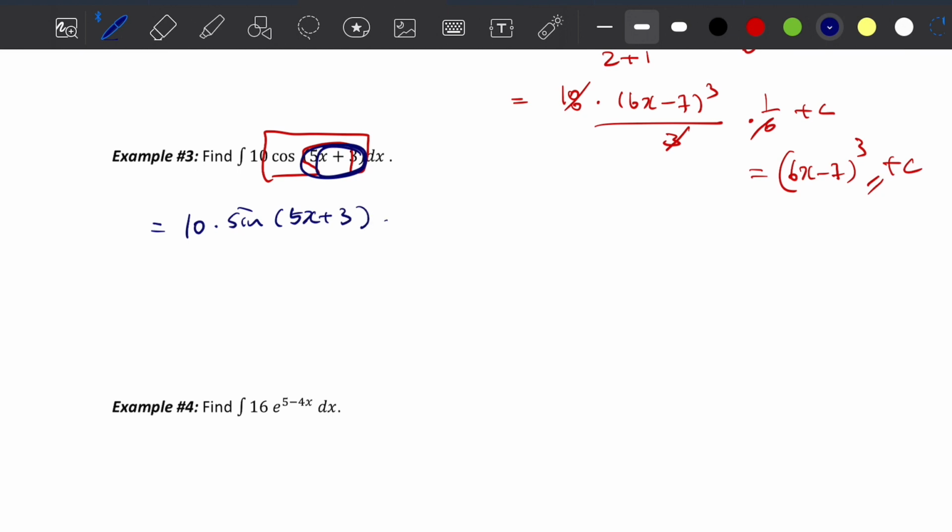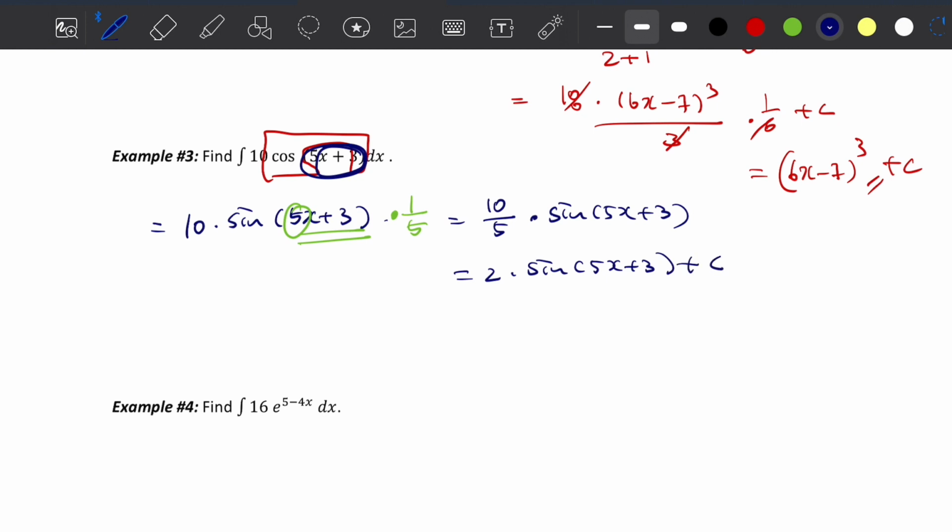After that, you take the inside, take the 5 and put that into the fraction form like this. After that, you simplify, so 10 over 5 times sine of 5x plus 3. So it becomes 2 times sine of 5x plus 3 plus c. Yeah, so that's the integrated form of this function, example number 3.